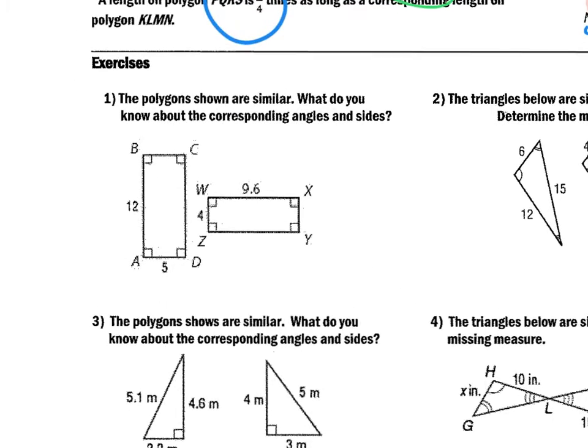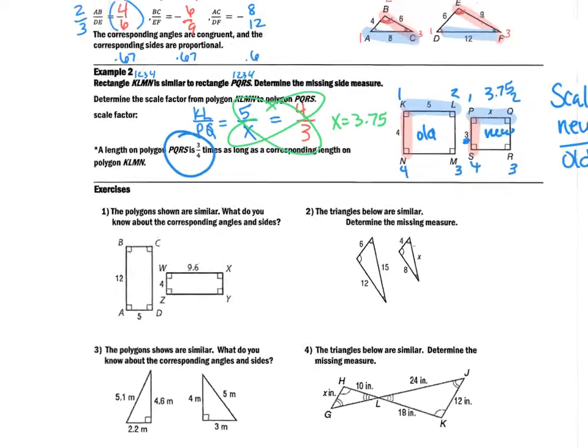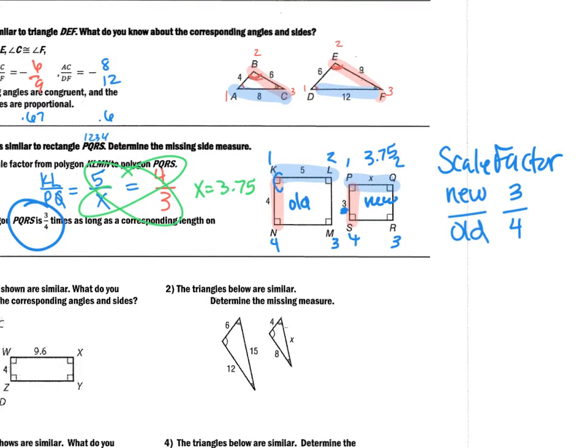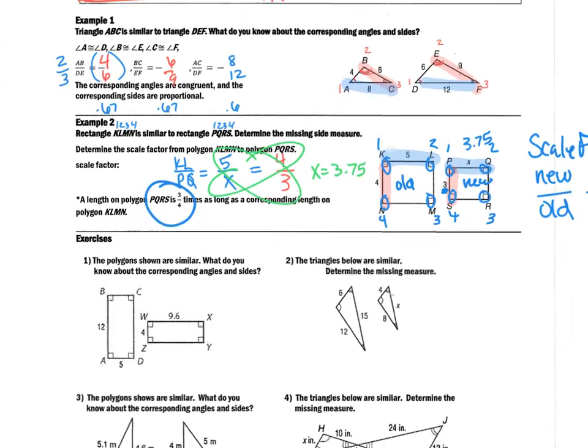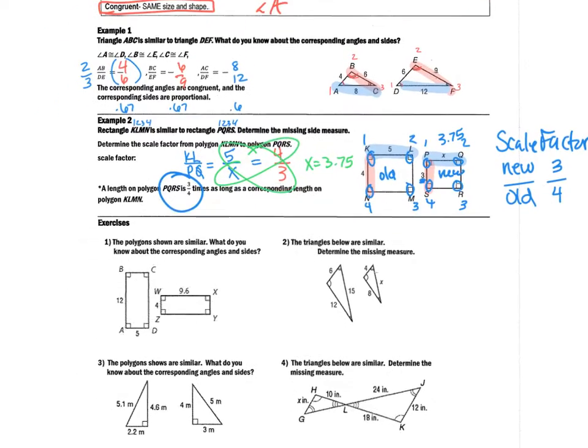So exercises down at the bottom. Number 1, the polygons shown are similar. Sorry. What do you know about the corresponding angles and sides? Another thing I need to talk about. All of your angles remain the same. So whether your image gets bigger or smaller, your angles are going to be the same. Those are all right angles. So nothing changes there.